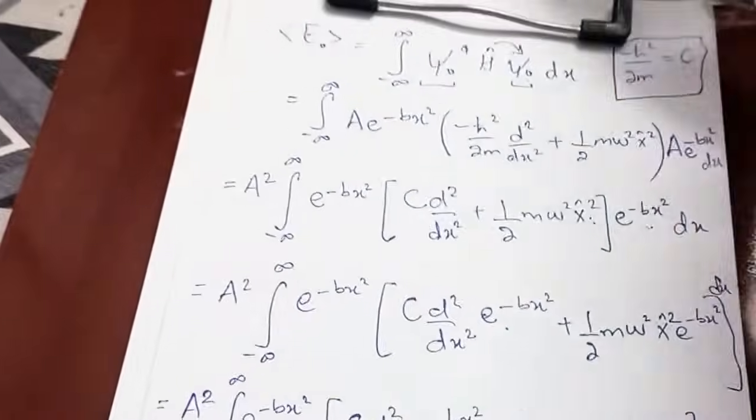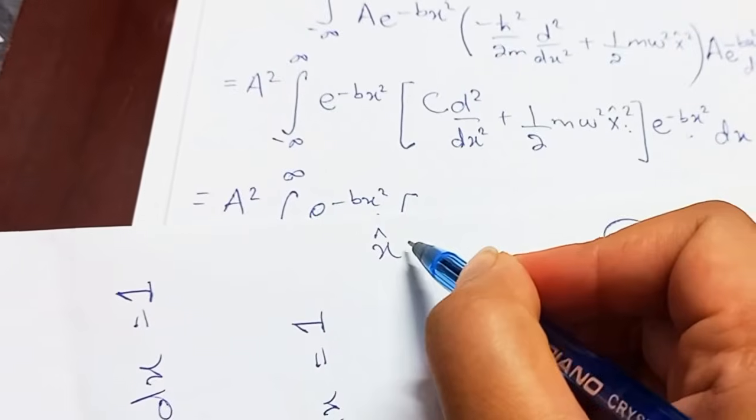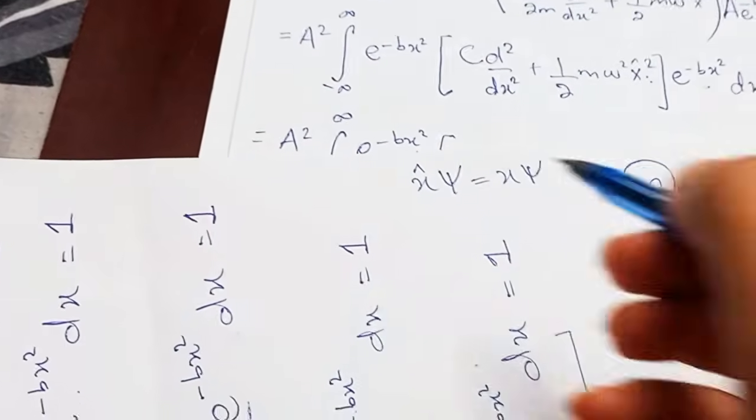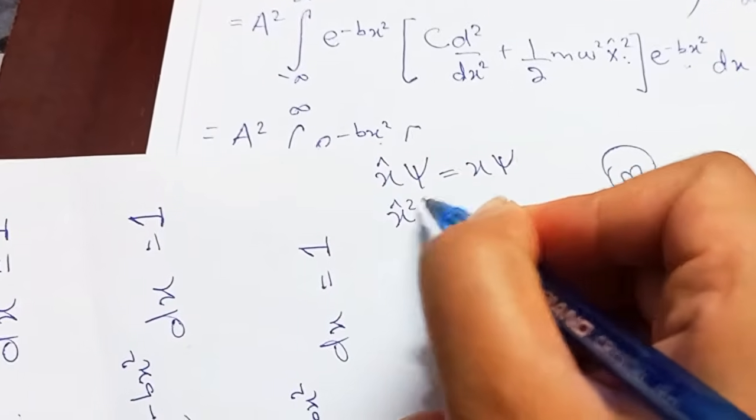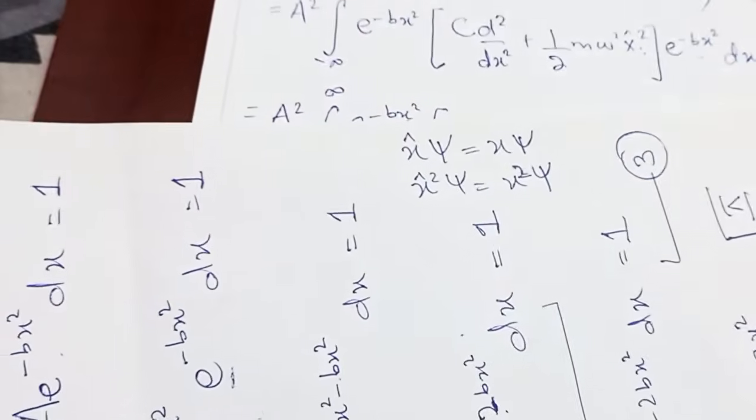Now in the case of the position operator, the function on which it is applied remains unchanged. The position operator works in this way: if x applies on psi, it equals x times psi. Similarly, if x squared is applied, the function as a whole remains the same.